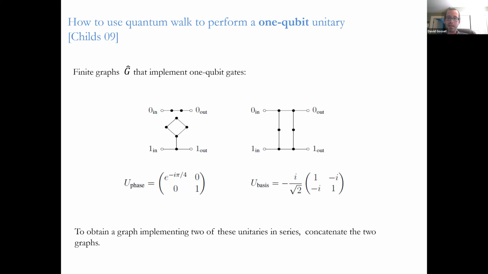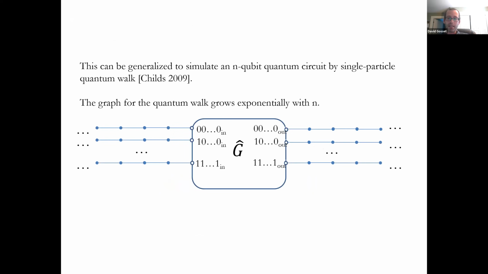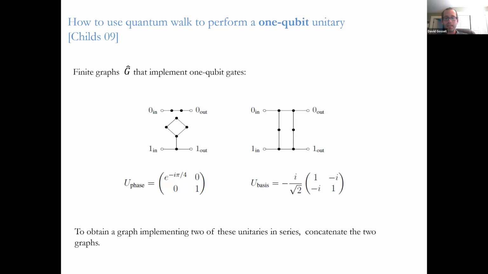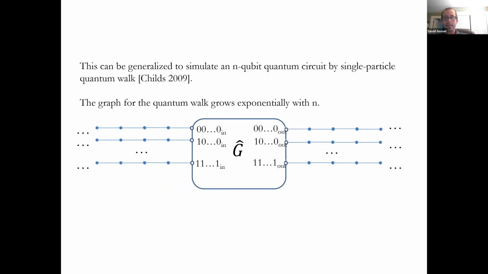That's kind of the reason why you need to have, well, maybe I won't say too much more about that, but I will say that it's not much more complicated than what I just showed you. But the main conceptual point I want to make here is that the graph has size which is at least exponential in n, right? Because you have to have at least 2 to the n input vertices and 2 to the n output vertices, each corresponding to a basis vector of your n-qubit Hilbert space.